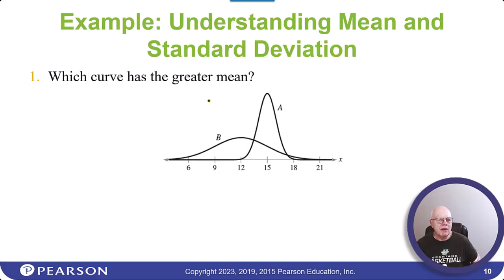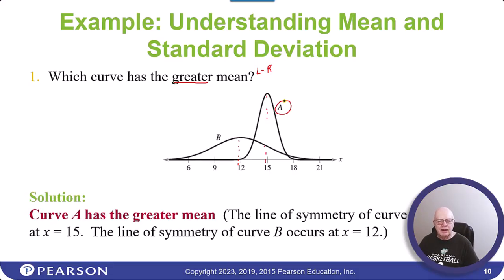Which one has the greater mean? Remember, the mean is where it is, left to right. So which one is further to the right? Greater means like greater number. Which one's further to the right? Remember, we're talking about the axis of symmetry. And which one is further to the right? Obviously, curve A. You get that right? Hope you did.